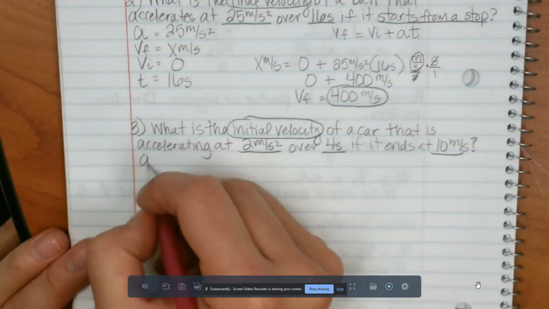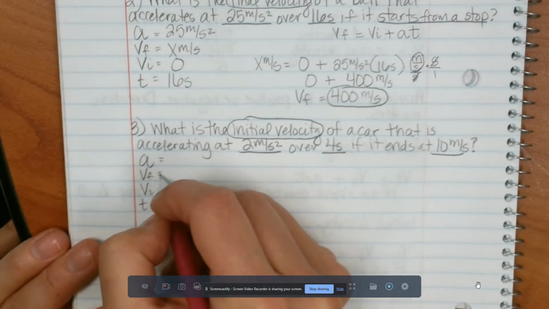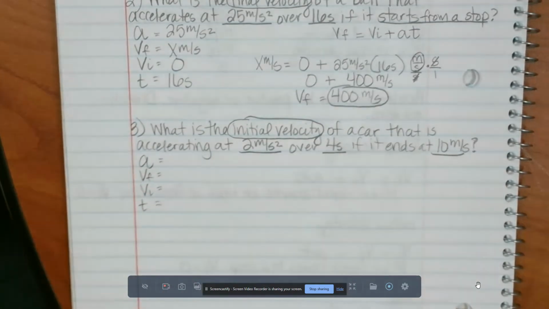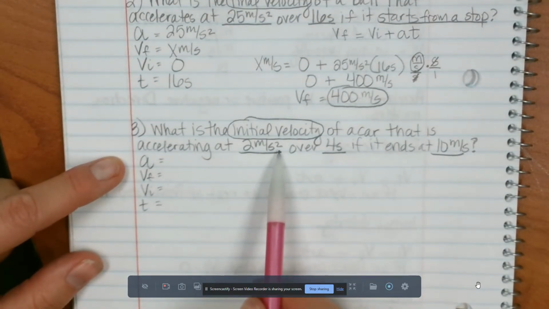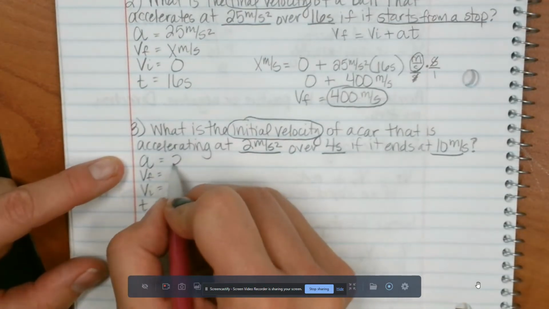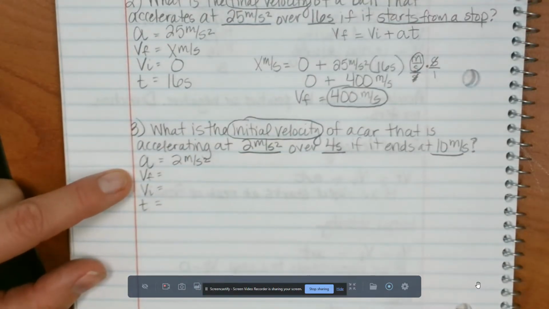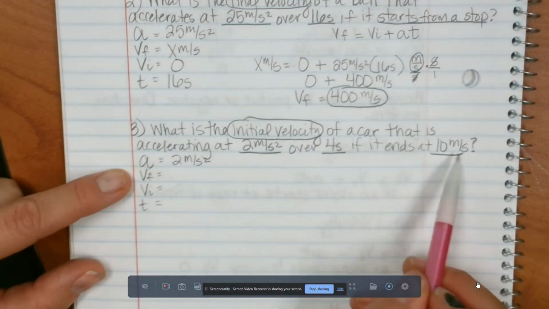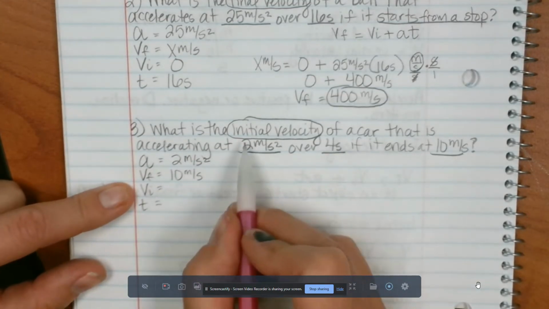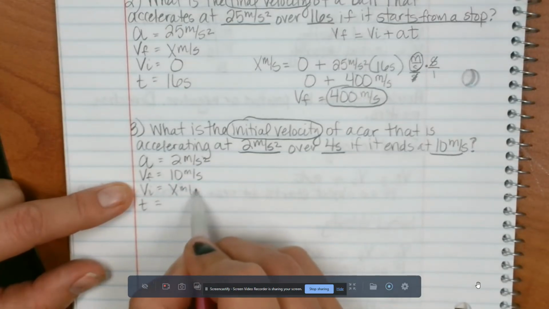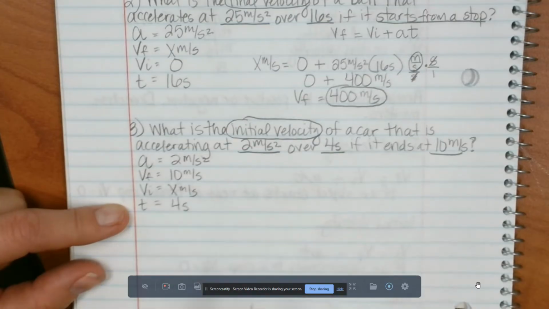So again, A, VF, VI, and T, same variables, doesn't matter the order I put them in. So I'm looking for my acceleration. I'm looking for that little squared in the unit, and that tells me 2 meters per second squared is my acceleration. My final velocity, it says it ends at 10 meters per second. So that's my final velocity. My initial velocity is what I'm looking for, x meters per second, and my time is 4 seconds.